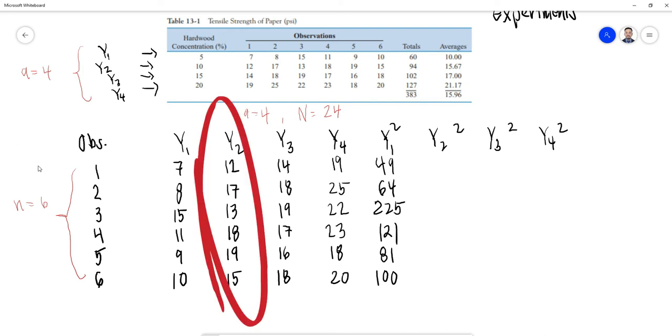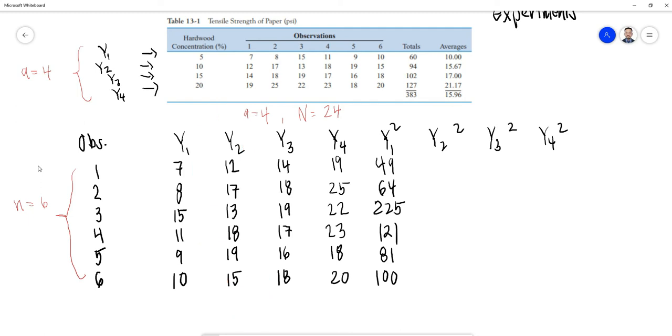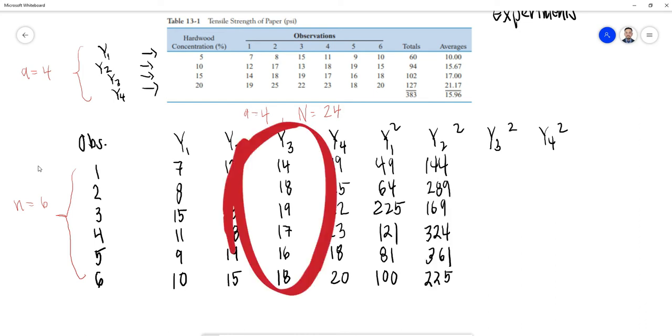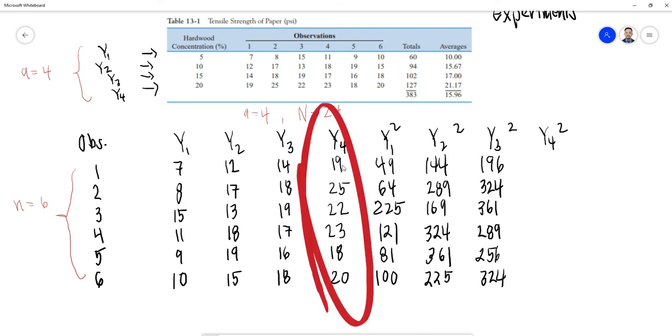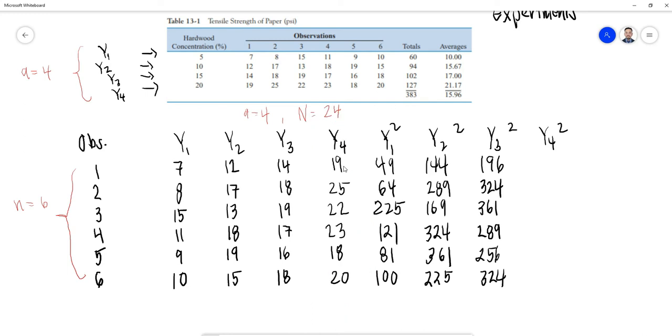For y sub 2 squared, it is 12 raised to 2 equals 144, and we will do this to the rest of the rows. For y sub 3 squared, it is 14 raised to 2, 196. And for the last column, y sub 4 squared, it is 19 squared equals 361. And we will do this to the rest of the rows.